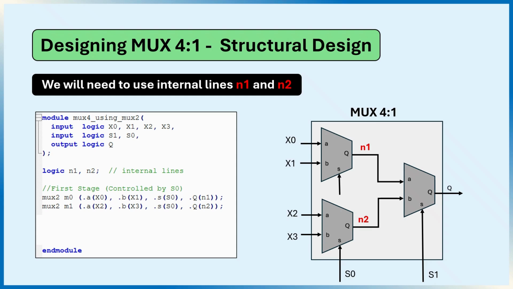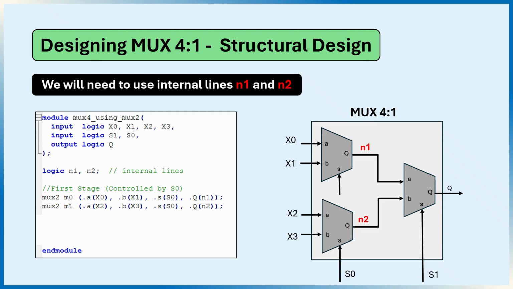When connecting to ports, we can either rely on the order of the inputs or use named port mapping like .A, .B, and so on. The professional way is to use named ports, such as .A(X0), because it makes the code easier to read and reduces mistakes. Now we connect the inputs and outputs according to our architecture.